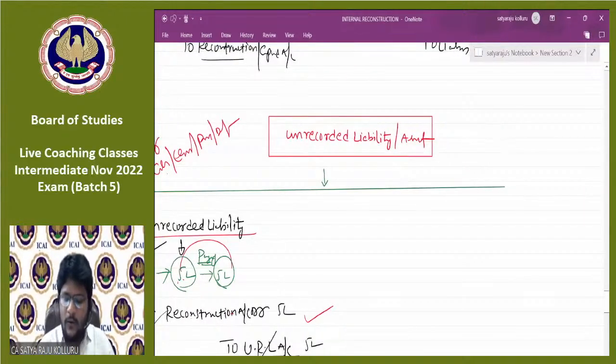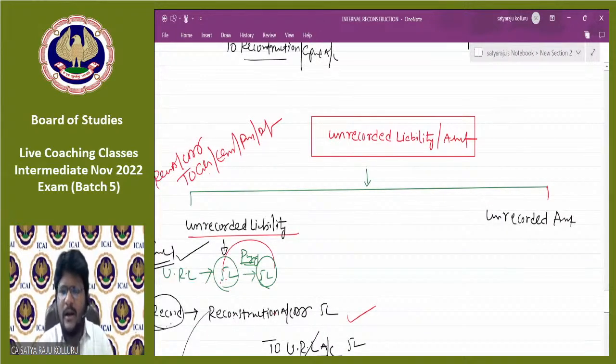Sir, just now you told the discussion on unrecorded liability. Then what about unrecorded asset? Most of the time the unrecorded asset concept is not asked. Anyway, the unrecorded liability concept I just told, that is the reason why I am telling the unrecorded asset concept also. Sir, for example, an unrecorded asset is also there for 5 lakhs.